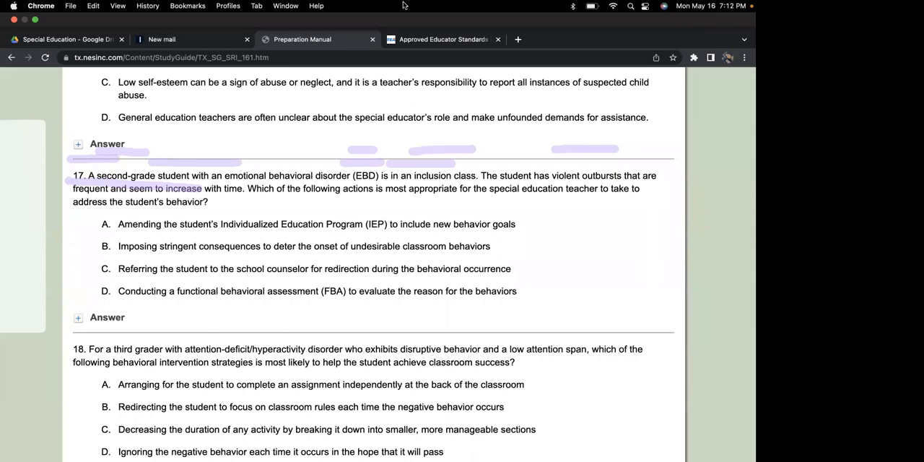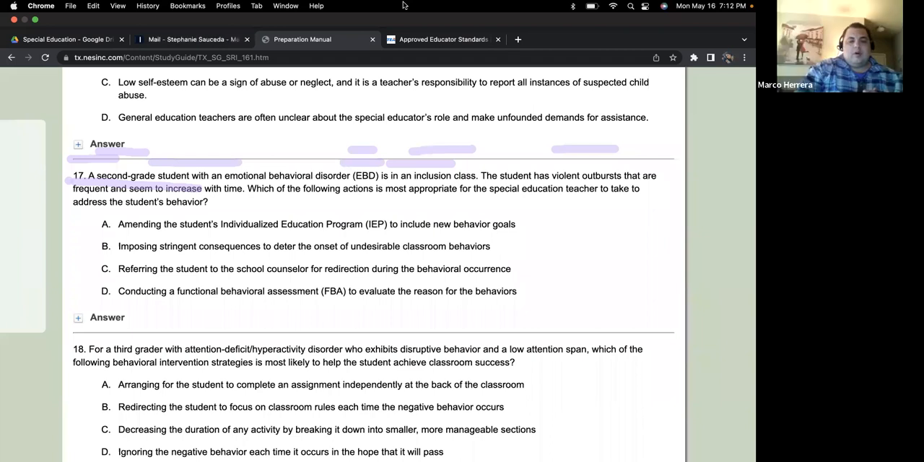So you have A, amending the student's individualized education program to include new behavior goals. B, imposing stringent consequences to deter the onset of undesirable classroom behaviors. C, referring the student to the school counselor for redirection during the behavioral occurrence. D, conducting a functional behavioral assessment to evaluate the reasons for the behavior.